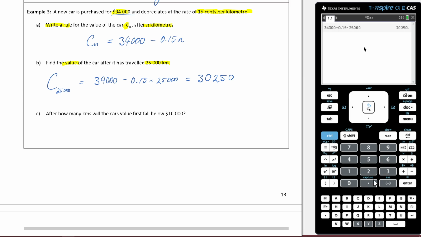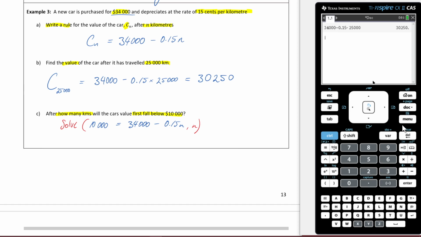The last one here. Grab my highlighter out. It says, after how many kilometers will the car first fall below $10,000? This again is where we're going to use our solve function. So I'm going to set my rule equal to $10,000. So 10,000 is equal to 34,000 minus 0.15n. And again, I'm going to put this into my CAS, into the solve function. I'm solving it for n.